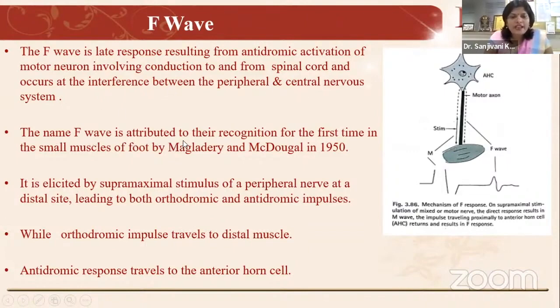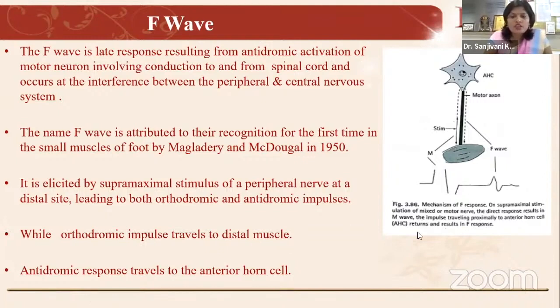The name F wave is attributed to its recognition for the first time in the small muscles of the foot by Magladery and McDougal in 1950. It is elicited by a supramaximal stimulus of a peripheral nerve at the distal side, leading to both orthodromic and antidromic impulses. While orthodromic impulses travel to the distal muscles, an antidromic response goes to the anterior horn cells.